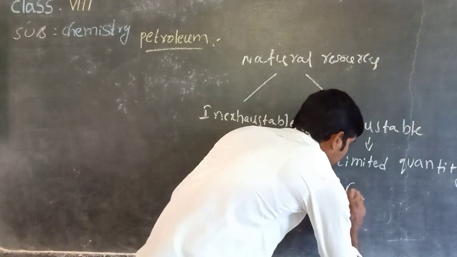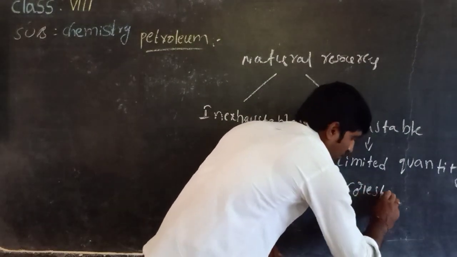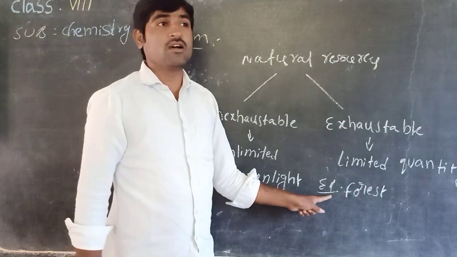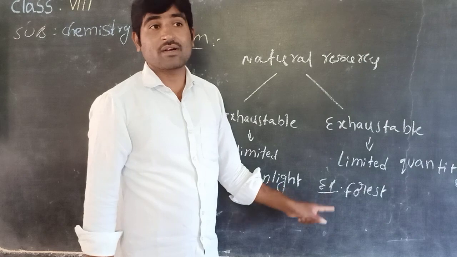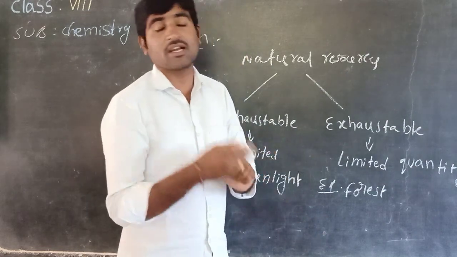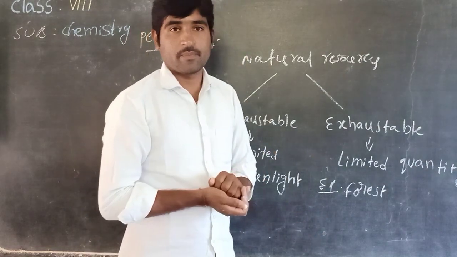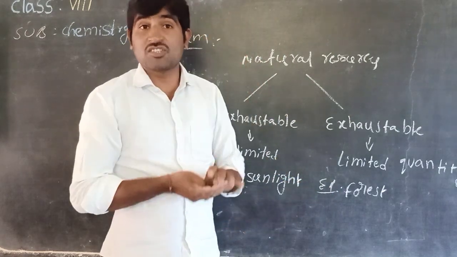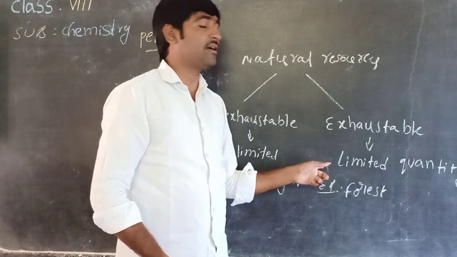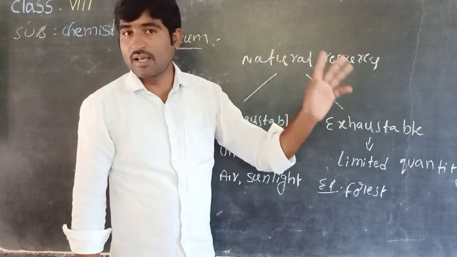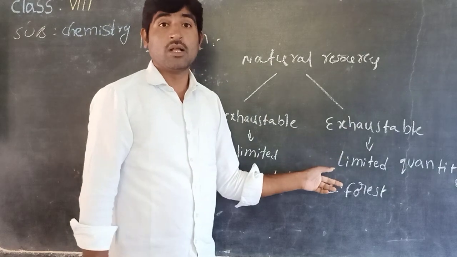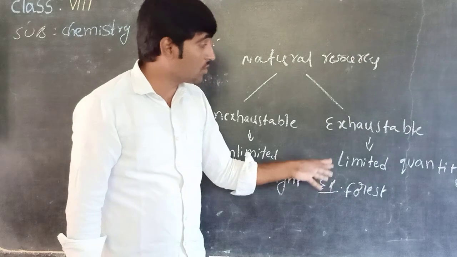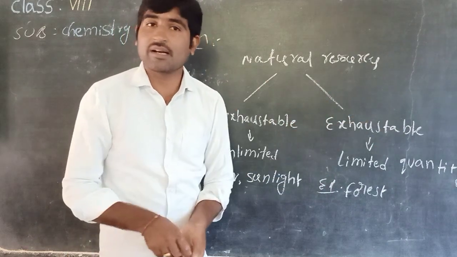For example, see forest. Is forest an exhaustible resource or not? Suppose you went to a forest and you are trying to cut the trees. You can cut 1 tree, 2 trees, 4 trees, 10 trees. By tomorrow or by next second, is the tree going to grow again to the same height, children? No. To grow the tree again, it takes much more time. That's why these are said to be exhaustible natural resources.